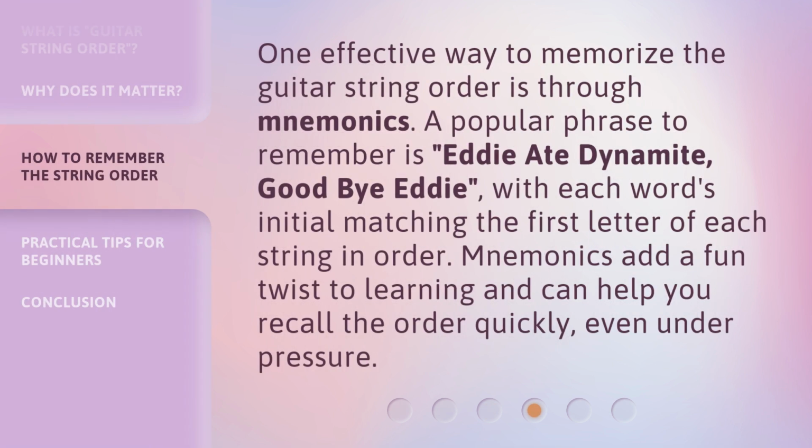One effective way to memorize the guitar string order is through mnemonics. A popular phrase to remember is, "Eddie ate dynamite, goodbye Eddie," with each word's initial matching the first letter of each string in order. Mnemonics add a fun twist to learning and can help you recall the order quickly, even under pressure.